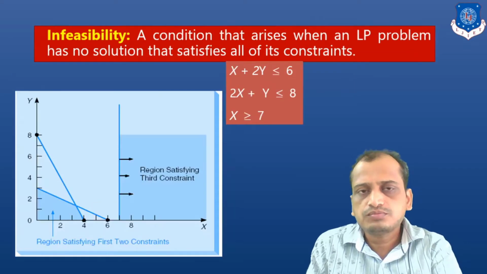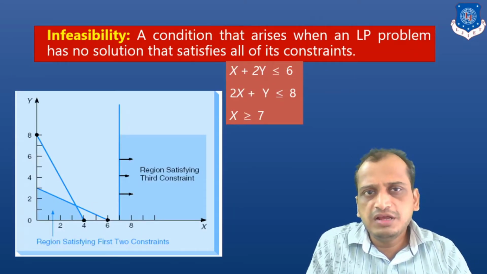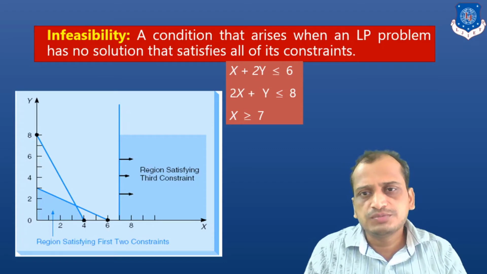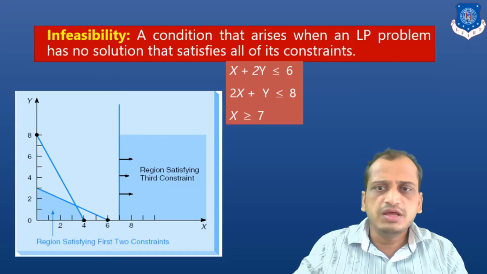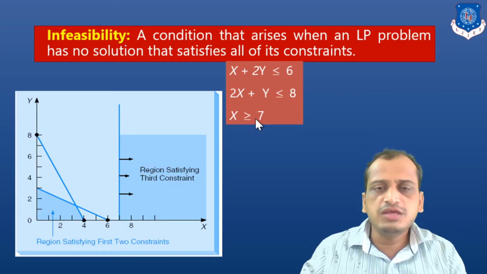In the second case, infeasibility. We also discussed this infeasibility in the graphical method, where the condition arises that there is no solution which will satisfy all the constraints, right? If you see this example here, x plus 2y less than or equal to 6, 2x plus y less than or equal to 8, and x greater than or equal to 7.